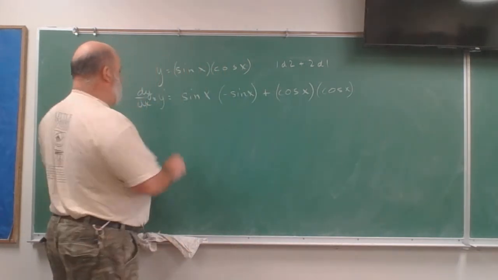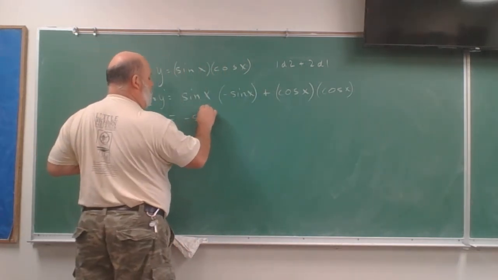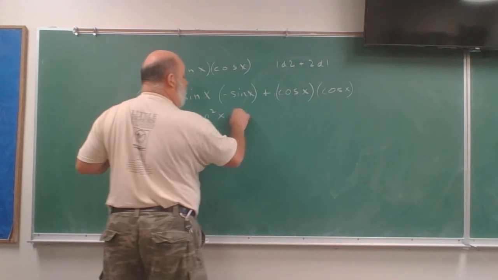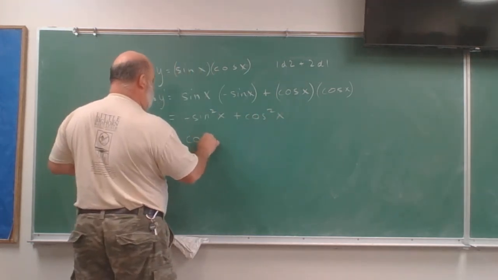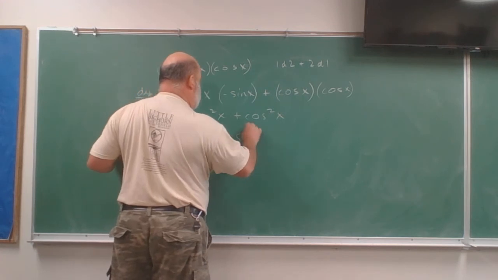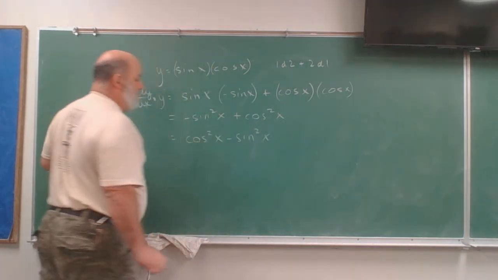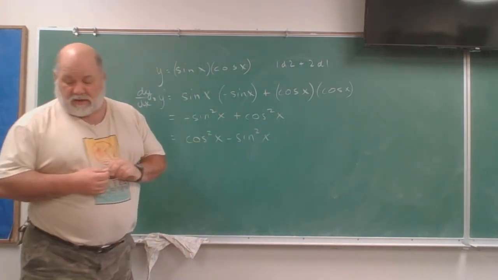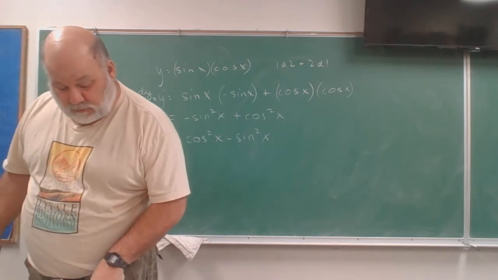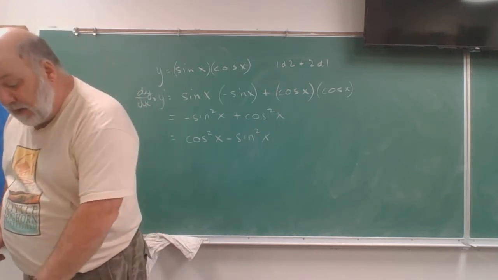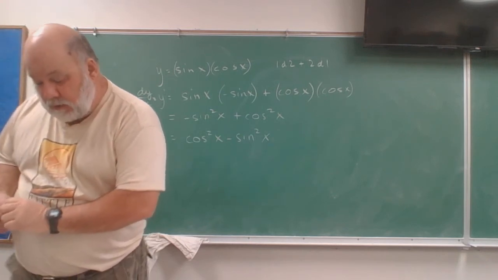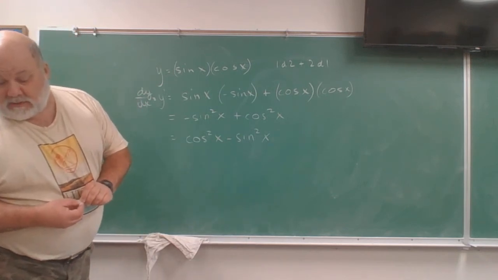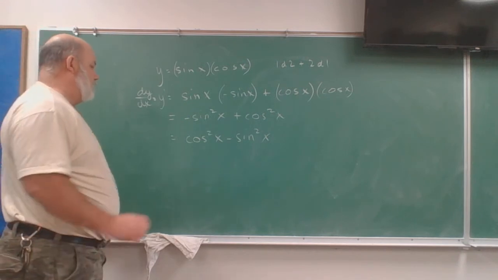So here I multiply this out and I get negative sine squared x plus cosine squared x. In other words, I get cosine squared x minus sine squared x. And I believe they may go ahead and take that a step further. What number is this? Number 8. They may take that to be negative 1. They don't. They say that that's cosine 2x.